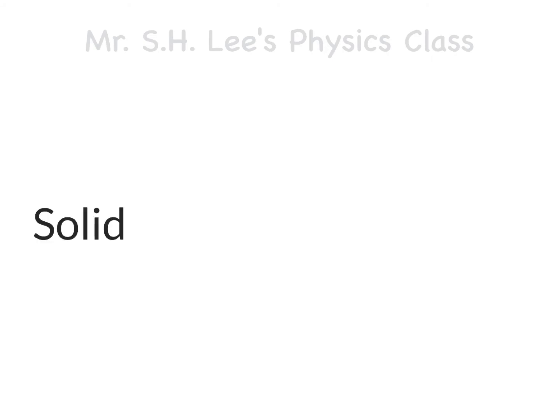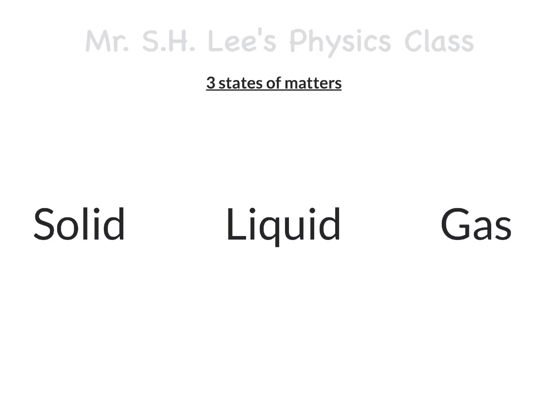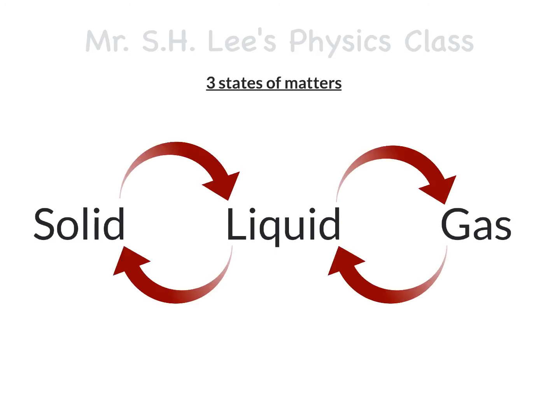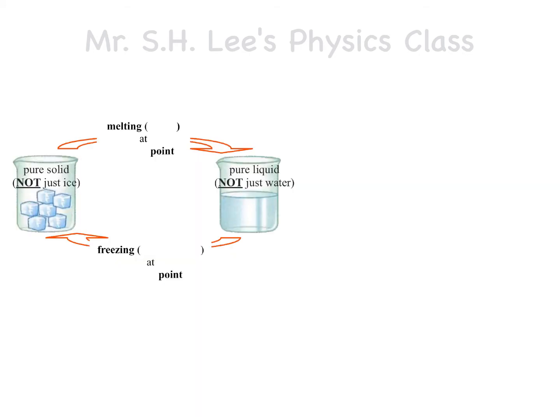I'm Mr. Lee. Solid, liquid, and gas are the three states of matter. In this video, we will talk more about the change of state among them. The process of a solid changing to a liquid is called melting, also commonly called fusion. For a pure substance, fusion happens at a specific temperature called the melting point of the substance.